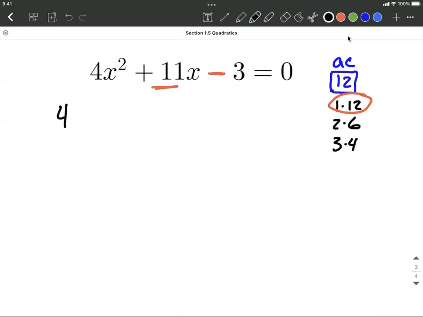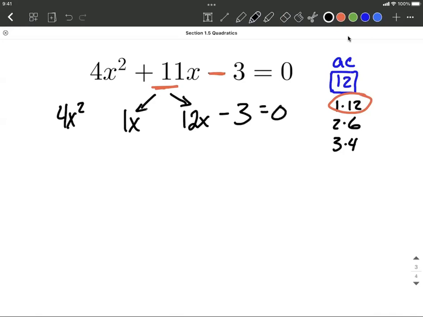The first term comes down. The middle term gets split apart. I'm going to strategically rewrite that as 1x and 12x, using the same numbers as our coefficients that I circled over on the right hand side. Then the -3 comes down.